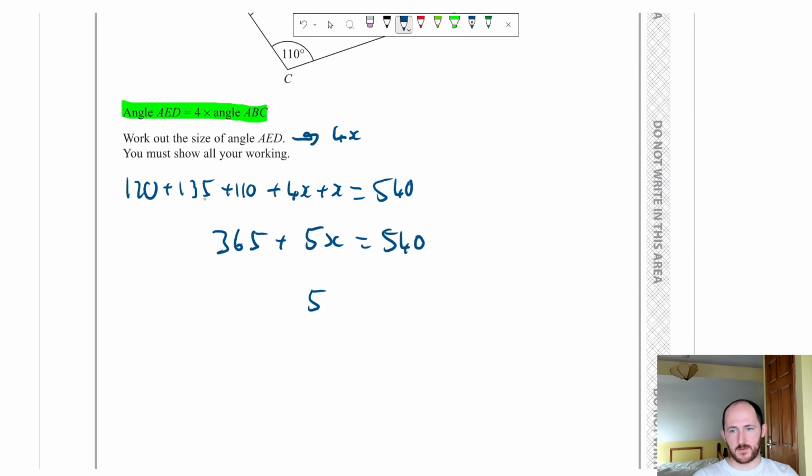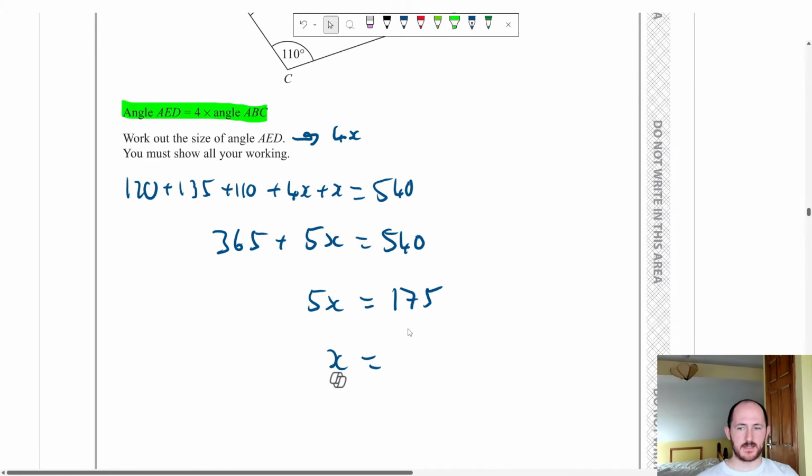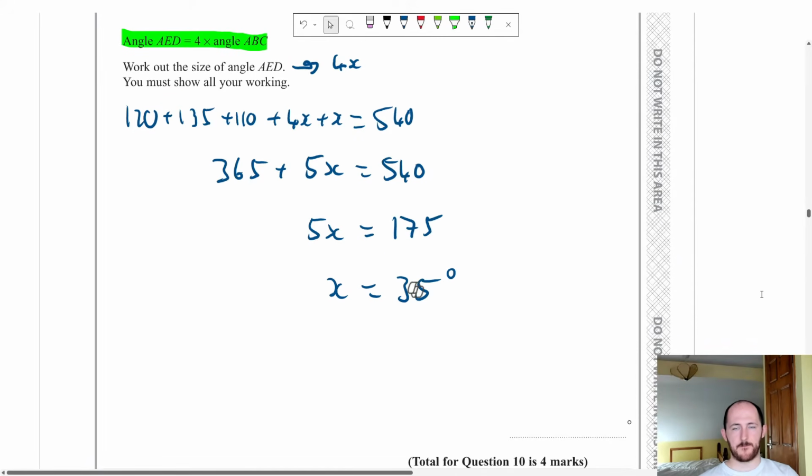Minus 365 from both sides. Ooh, okay, so if I minus the 5 first, we get 535. Minus the 60, we get 475. Minus the 300, we get 175. There we go. And therefore x is equal to, so you could divide it by 10 and double it. So divide by 10 is 17.5, double it is 35, if I'm not mistaken. Degrees.